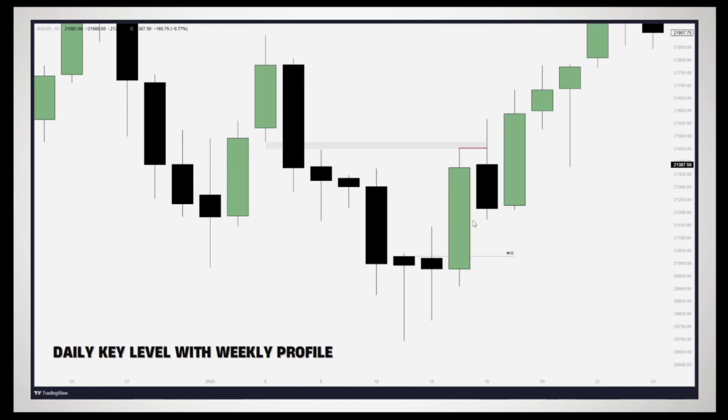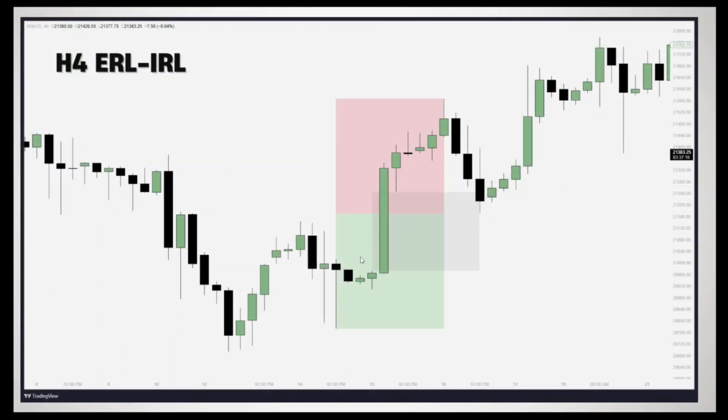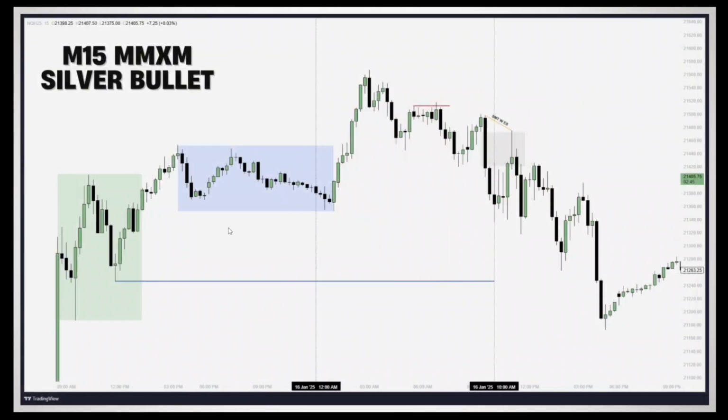Now we've got the 4-hour external to internal here, premium versus discount. We've got the internal range liquidity, and then this is the external to internal range liquidity. So we've got this M15 market maker sell model here, which is the intermediate time frame, right? And then we've got this M15 market maker model with the silver bullet.